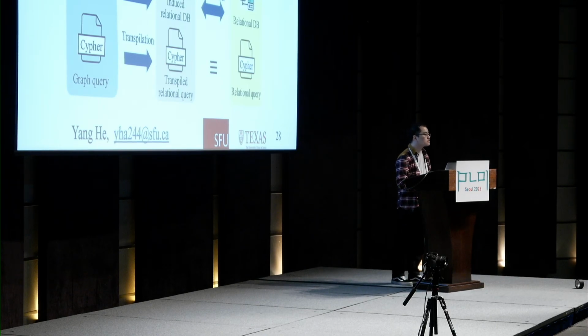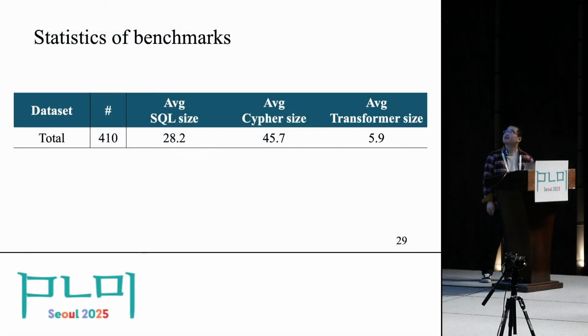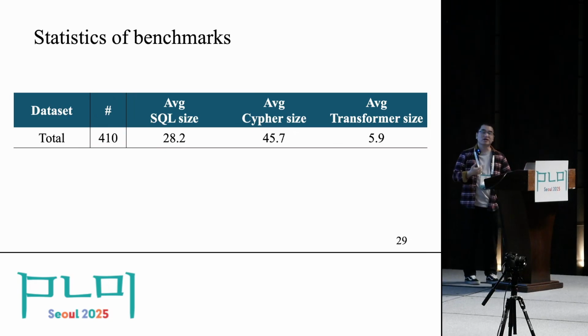Thanks for your presentation. I want to ask, is it hard for a user to write the transformer? When the graph database becomes more complex, I think maybe it's harder. The average transformer size consists of about 6 rules, and from our experience, writing a transformer for a benchmark costs maybe 1 minute. I think it's acceptable.